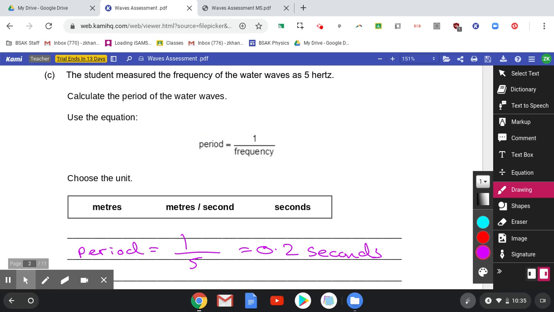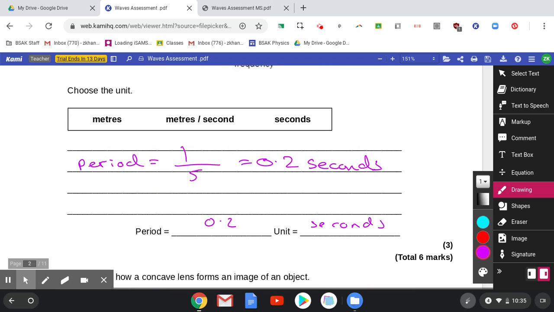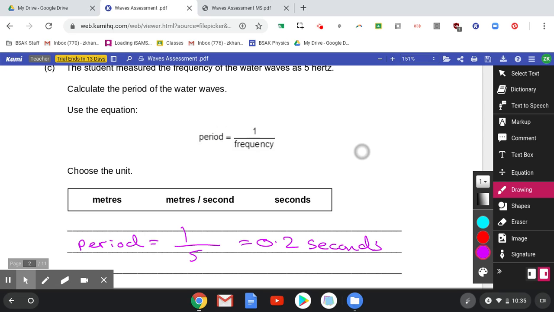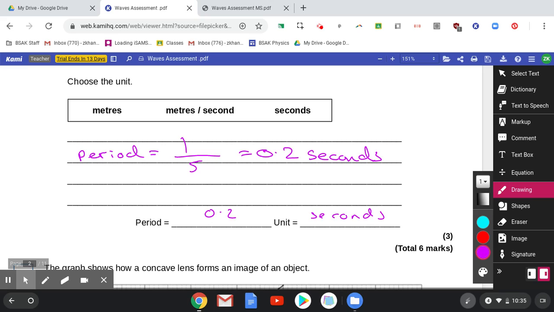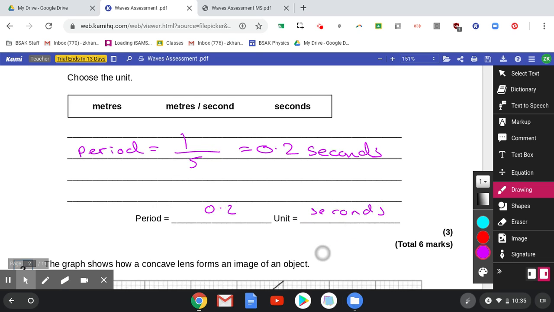So here we've got the equation, the period equals 1 over frequency. We put the numbers in. The frequency is given as 5 hertz, and 1 over 5 gives us the first mark, 0.2 the second mark, seconds the third mark.